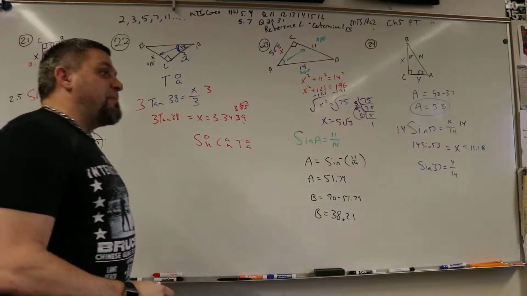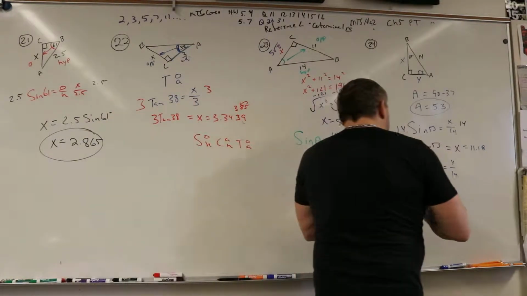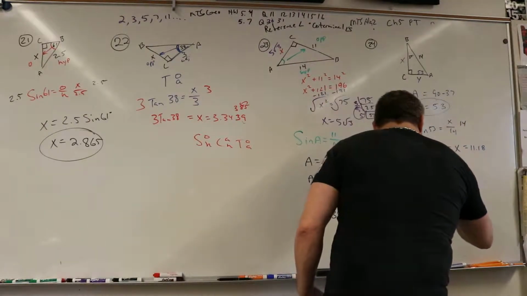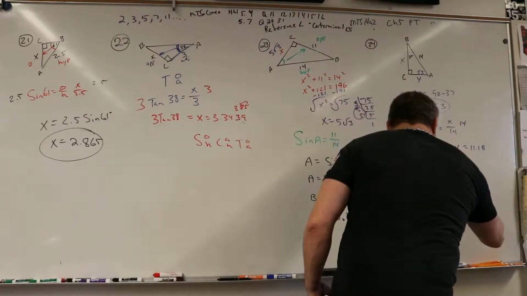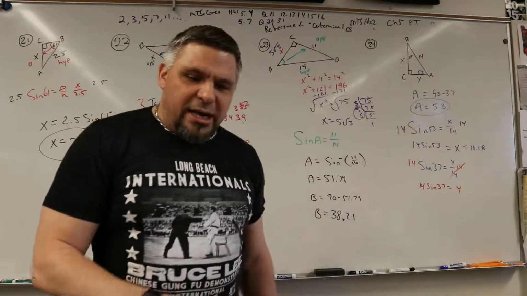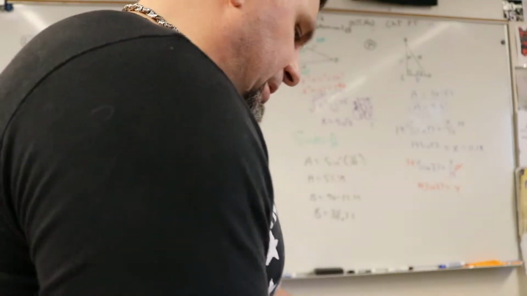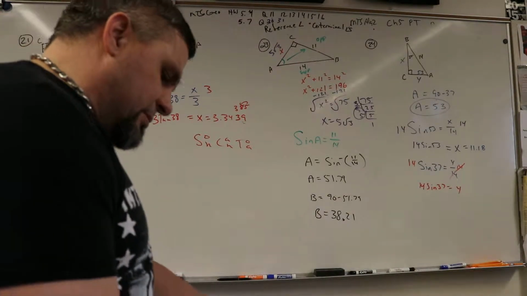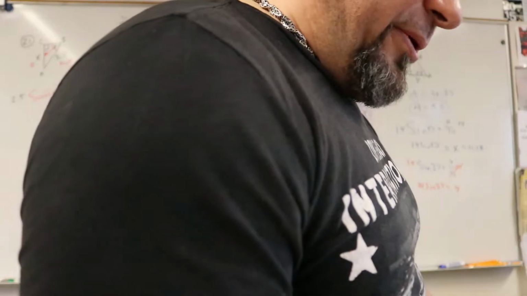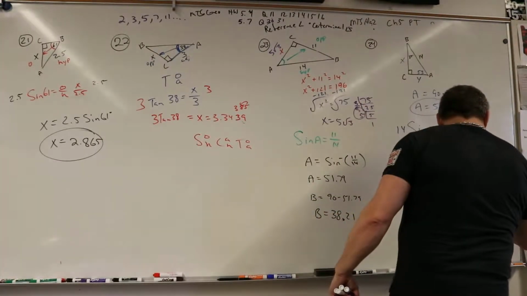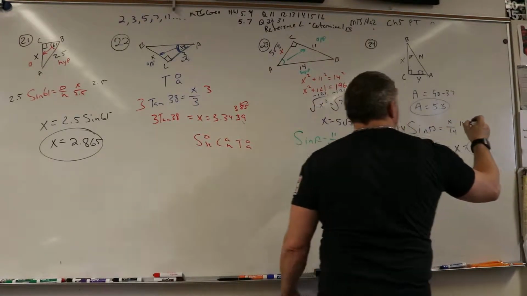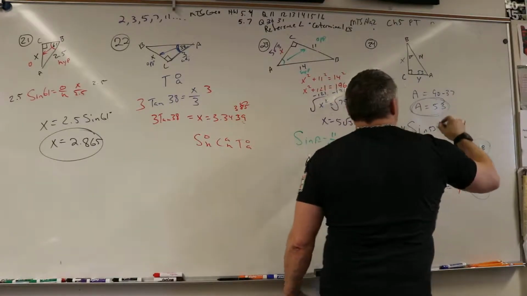So I can keep that hypotenuse on the bottom. So now it's just 14 times this, right? So I get 14 times the sine of 37 equals y. So y is equal to 14 times the sine of 37, which is 8.43. Boom. There you go.